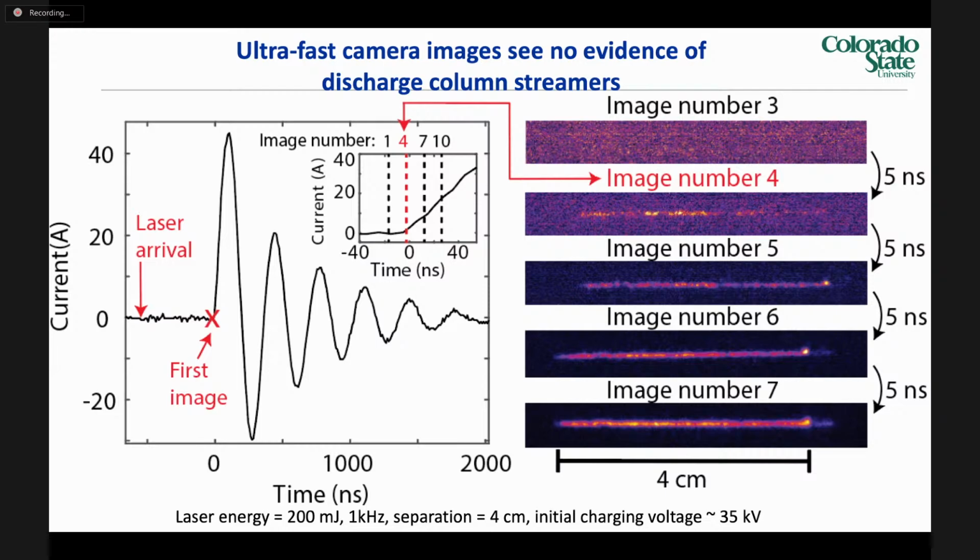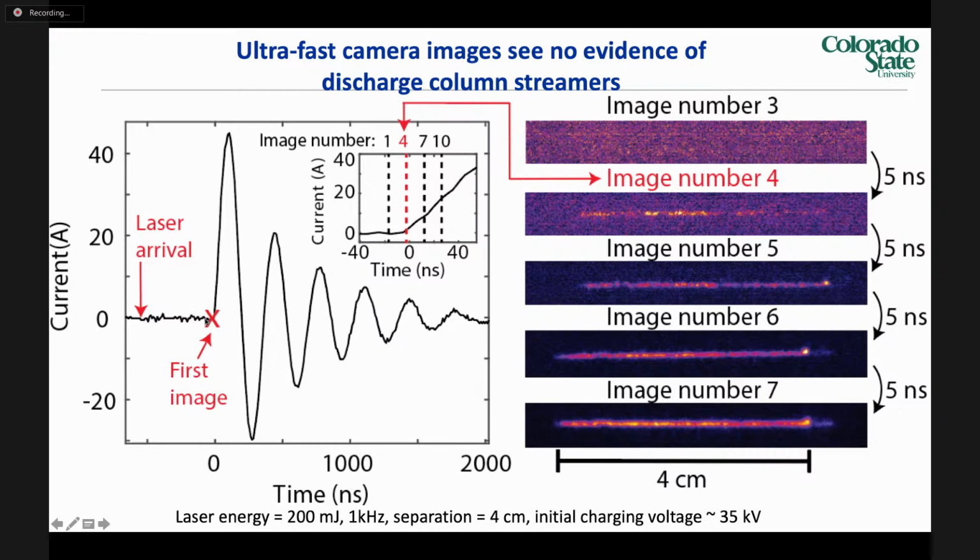And so often, these streamers form close to one of the electrodes and propagate right across with a relatively high velocity. Well, we were fortunate to be able to borrow a very fast framing camera from Pierre Godin at the University of Rochester, and we were able to image the formation of these channels with a 5 nanosecond resolution.